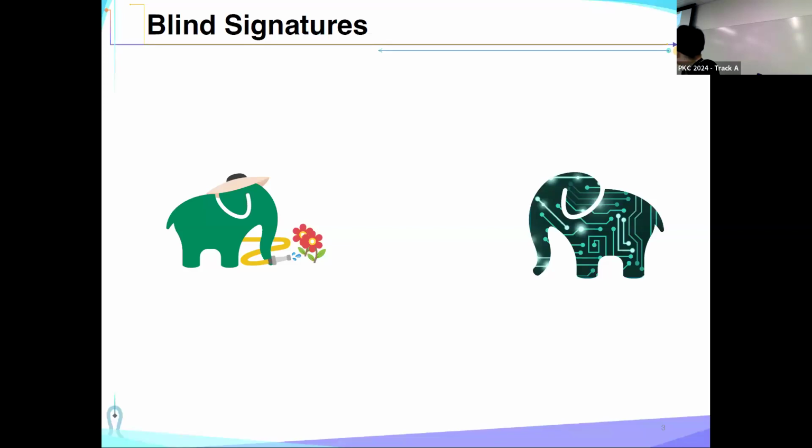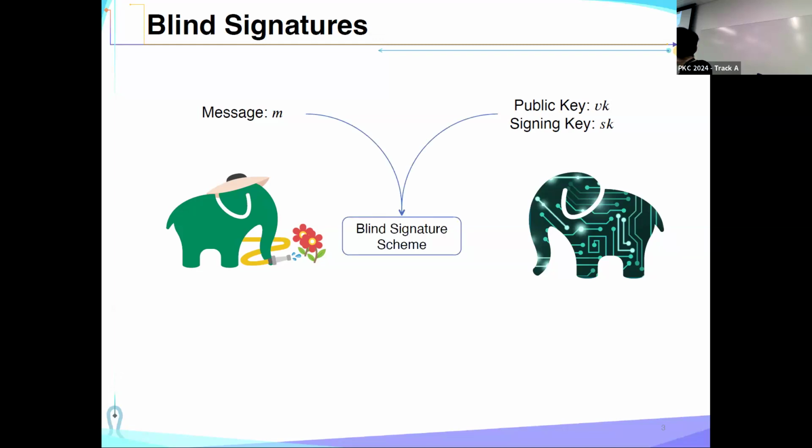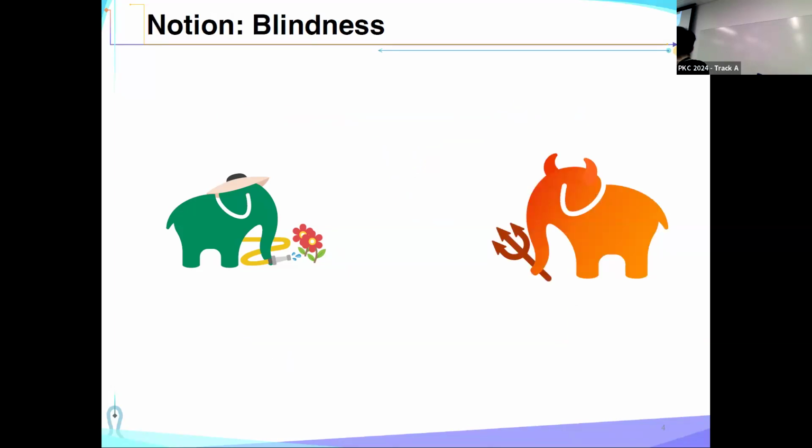So firstly, let me introduce what blind signature is. In a blind signature, we have two parties: a user and a signer. The user has one message and the signer has the secret key. And they want to do something called blind signing here. This could be interactive. And after the interaction, the user obtains the signature of the message.